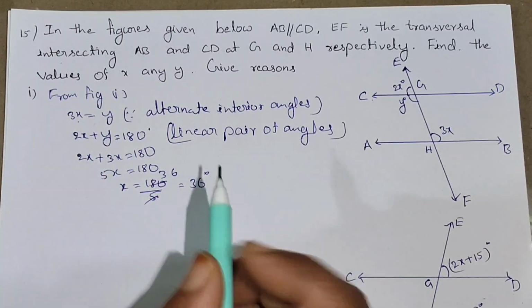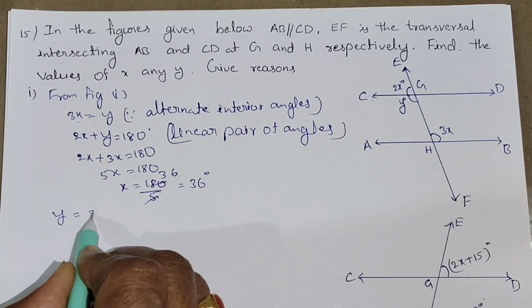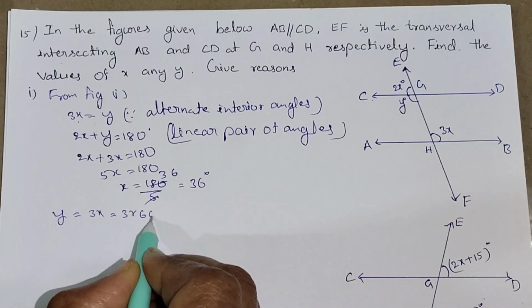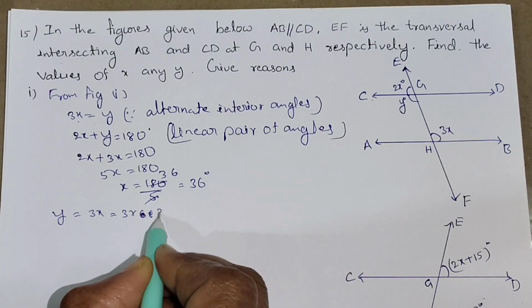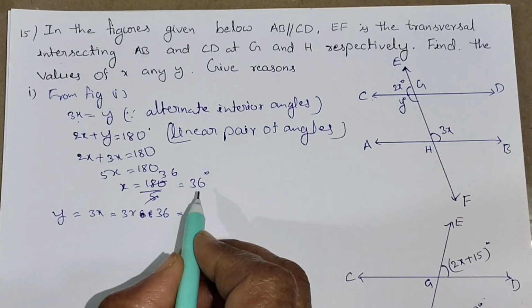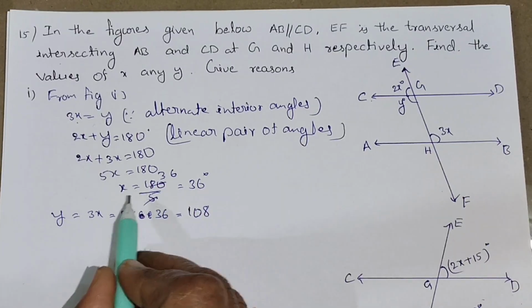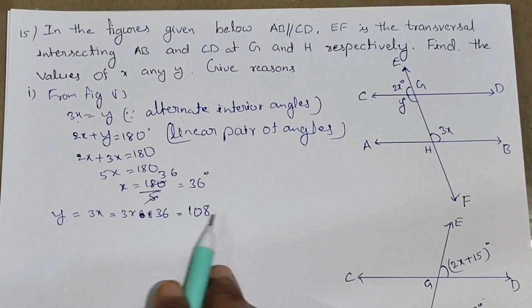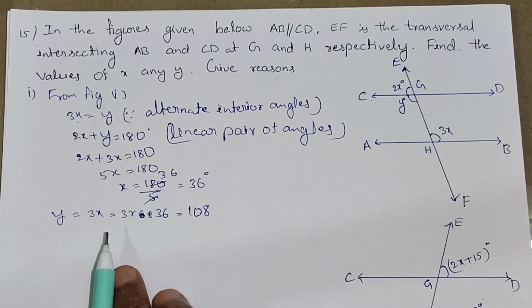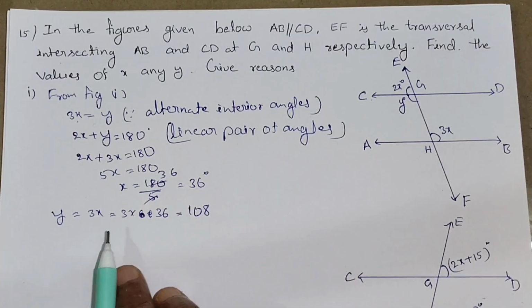Now the y value. y is equal to 3x. 3 into 36 equals 108. So x is 36 and y is 108. This is the first figure answer. Next we do the second one.